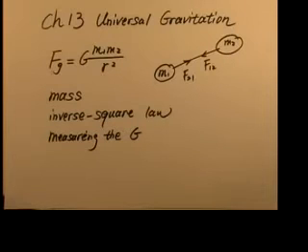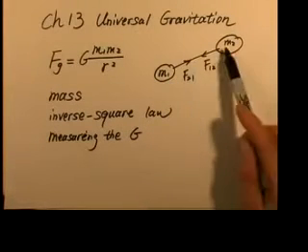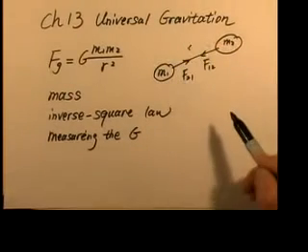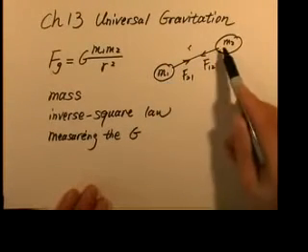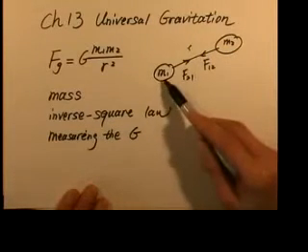Newton's law of universal gravitation states that every particle in the universe attracts every other particle with a force that is directly proportional to the product of their masses and inversely proportional to the square of the distance between them. For example, if we have two particles of mass m1 and m2, with a separation of r, mass m1 will attract mass m2 by a force, we name it F12. That is a force 1 to the 2.